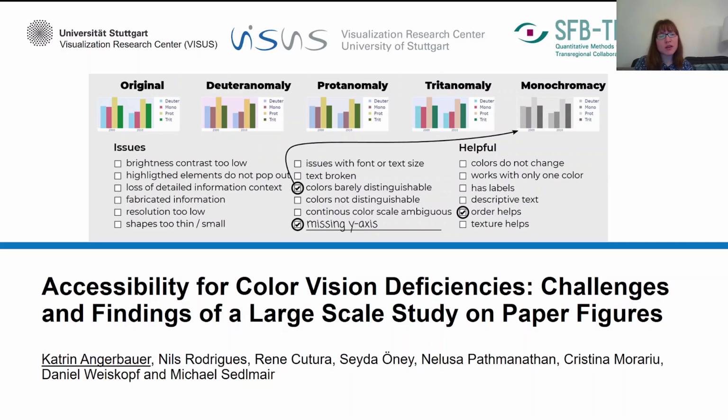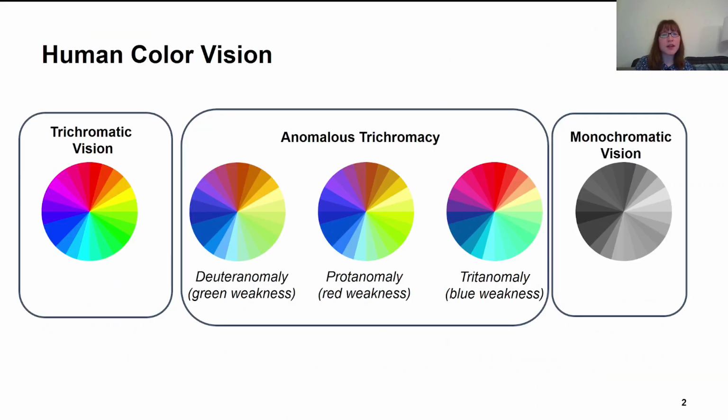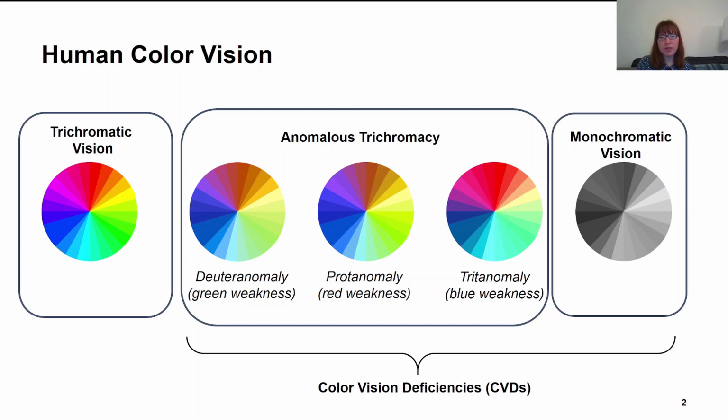For the next 8 minutes, we will be talking about accessibility for color vision deficiencies, challenges and findings of a large-scale study on paper figures. To begin with, let's refresh our memory on human color vision. In our paper, we consider a number of trichromacies and monochromatic vision, to which we refer as color vision deficiencies, or CVDs for short.